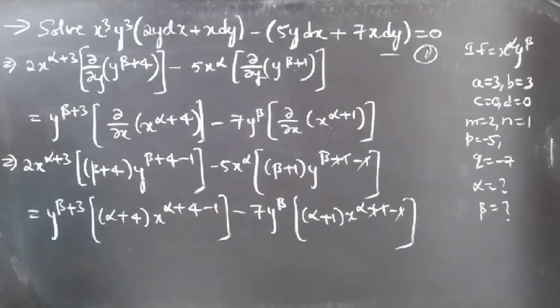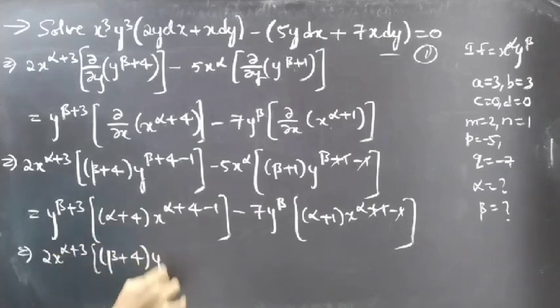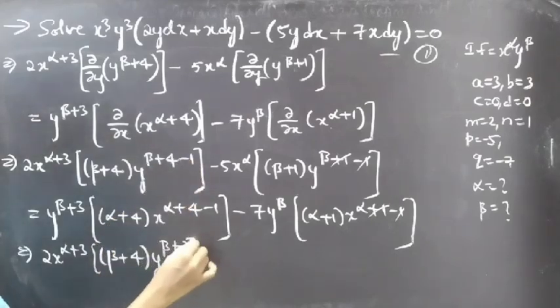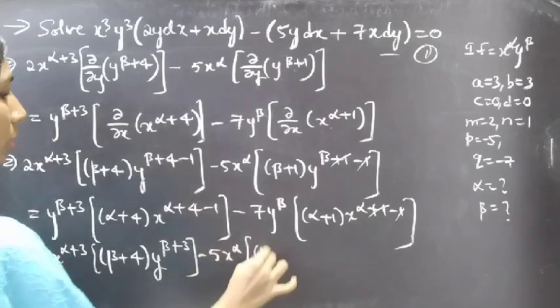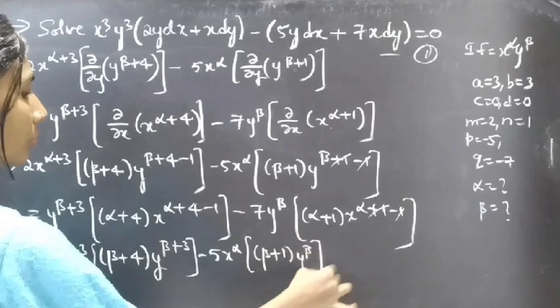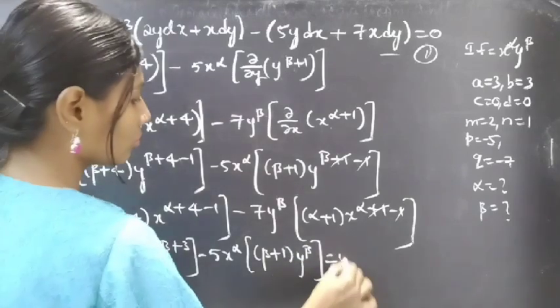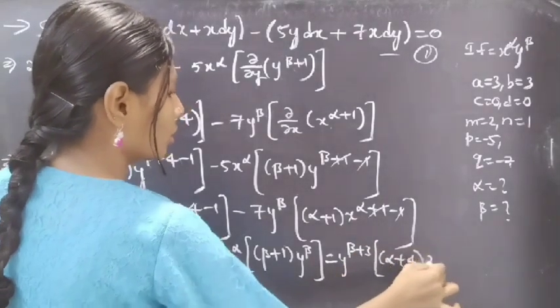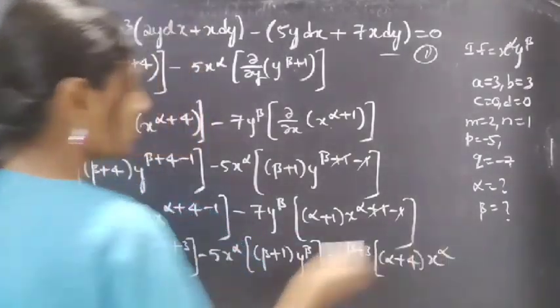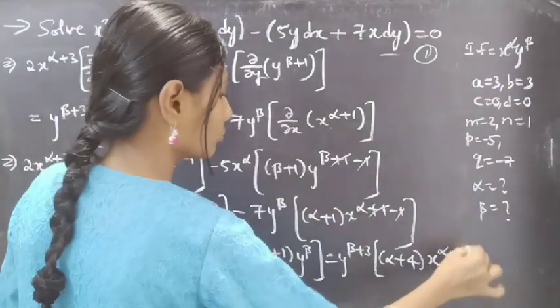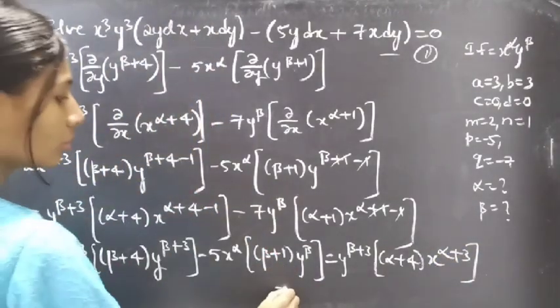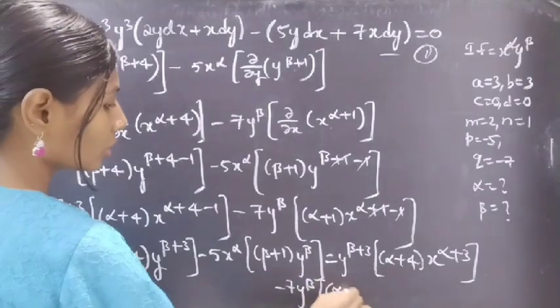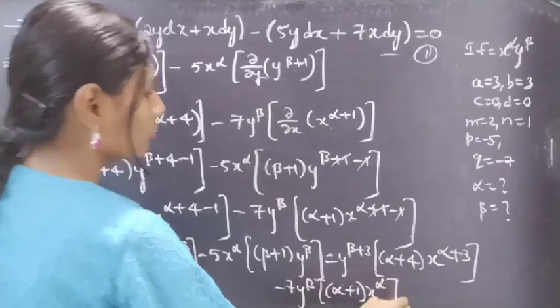Minus 1 plus 1 gets cancelled, and this gives us 2x^(α+3) into (β+4) into y^(β+4−1), which gives y^(β+3), minus 5x^α into (β+1) into y^β, equal to y^(β+3) into (α+4) into x^(α+4−1), which gives x^(α+3), minus 7y^β into (α+1) into x^α.